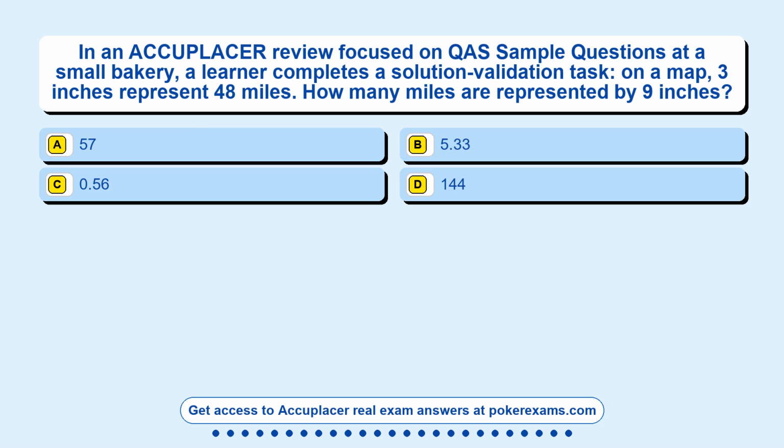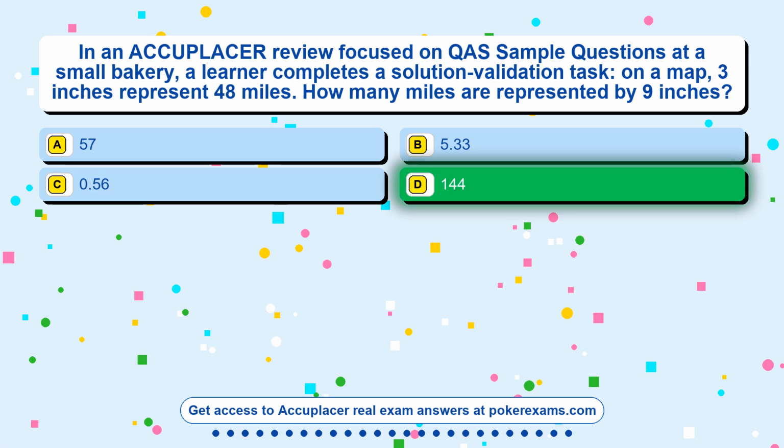Question 22. In an ACCUPLACER review focused on QAS sample questions at a small bakery, a learner completes a solution-validation task. On a map, 3 inches represent 48 miles. How many miles are represented by 9 inches? Option A, 57. Option B, 5.33. Option C, 0.56. Option D, 144. The correct answer is option D, 144.